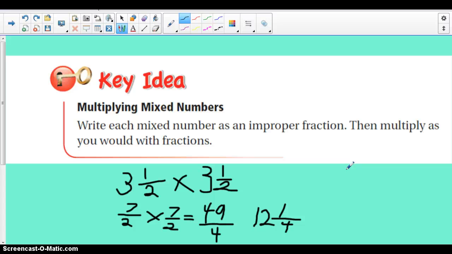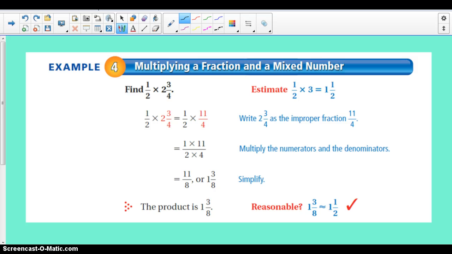with example 4, to make sure that you switch them over. The other thing to make sure of is to estimate, because if I ask you if your answer is reasonable, you will have to show me somehow that you estimated to get that answer and you knew you were close.